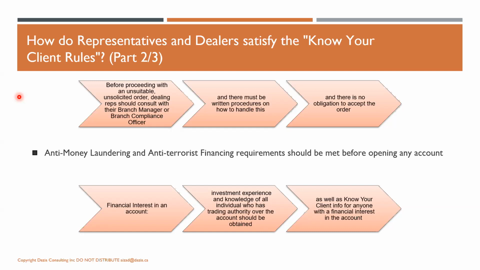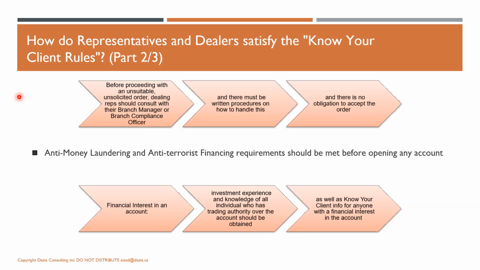If it is unsuitable, you need to consult with your branch manager or branch compliance officer, and there may be written procedures on this, and you are under no obligation to accept it, because later on if they buy that mutual fund and they lose money, they're going to say, oh, you didn't tell me I could lose my money, this is a high risk one, I lost my money, I told you I don't want to lose money. So there will be a conflict, right? So you do not have to accept any unsolicited unsuitable order. Clear?